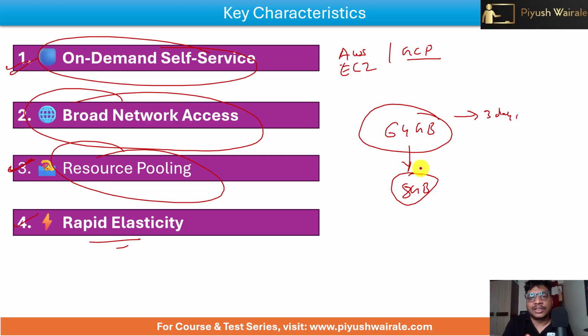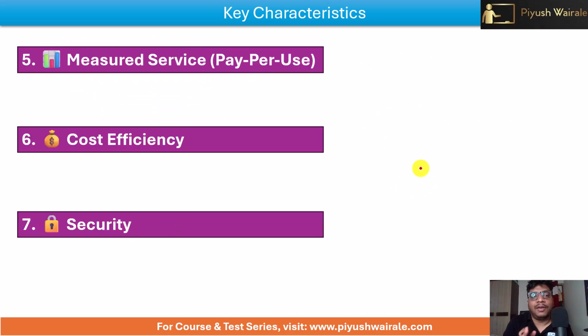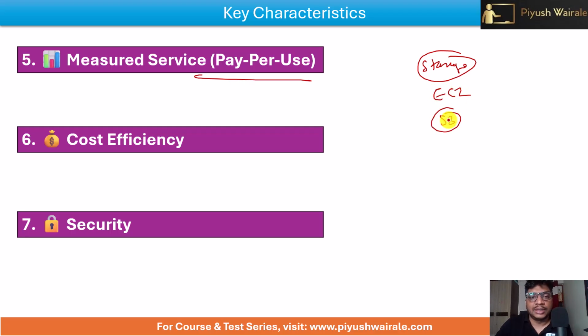So you can see there is a cost reduction. I can scale up or scale down anytime. That is what rapid elasticity is. Then here we have measured service, pay per use, whatever data I am going to consume. Let's say, for example, storage, or EC2, or an S3 bucket from AWS. Whatever computing power I use, whatever storage I use, I am going to pay for that only. Okay, so pay per use, same as our electricity. Whatever units we consume, we have to pay for those units only, right?